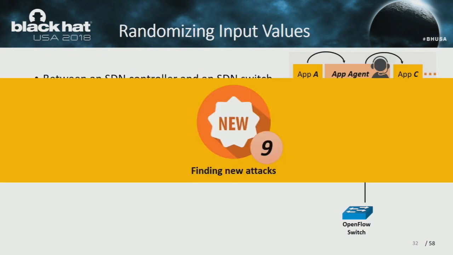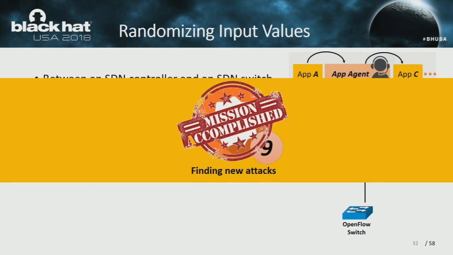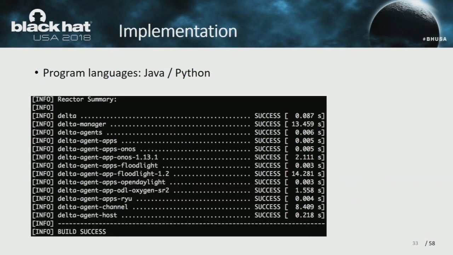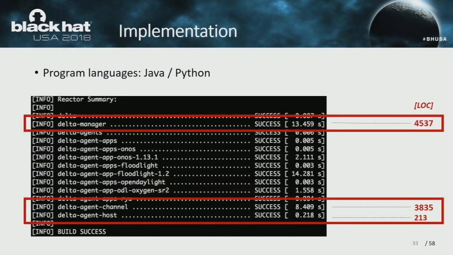So from those randomizations, we have found 9 new cases that will be demonstrated in later slides. So Delta can achieve the second design goal, that is finding new attacks. And implementation. Delta is mostly implemented in Java and Python, and this shows the lines of code of each component in Delta. As you can see here, the agent manager takes the most part, the channel agent is second, and lastly, the host agent is quite simple.